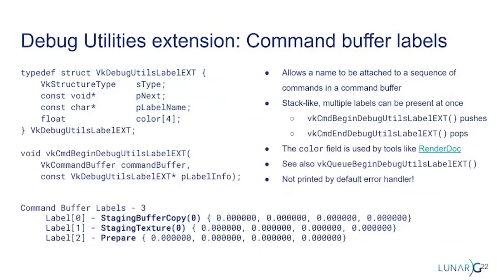And then command buffer labels are a little bit different because they're like a stack. So you can have multiple labels attached to a command buffer at a time, and you can push new labels on and pop them out. So in this example, the most recent label is the inner one. So it's a staging buffer copy, and that happens to be where I added the error. And then that's inside of a function that is uploading that texture, and then that's inside of another function that's doing all the preparation for drawing the cube.